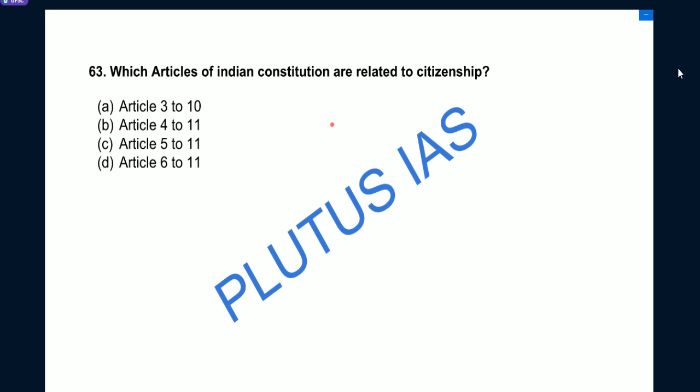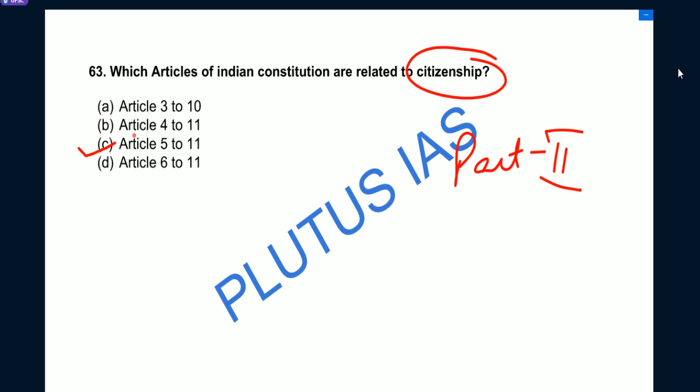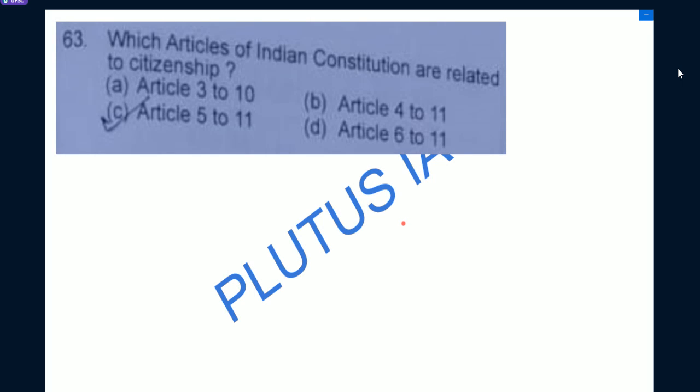Which articles of Indian Constitution are related to citizenship? इनमें से citizenship का कौन सा articles relate करता है? Question number 63. Okay, so the answer would be part this in citizenship. It is a part of part 2 first of all. ठीक है? And the articles are 5 to 11. Part 2 में 5 to 11 citizenship से relate करता है. Then next question. Okay, we have already done 63.